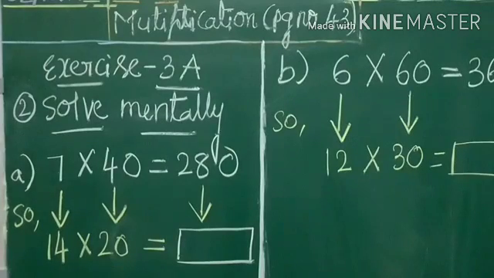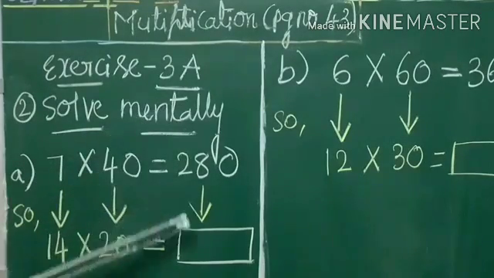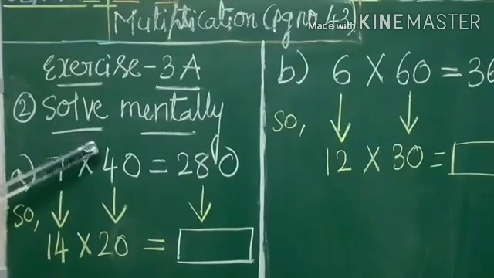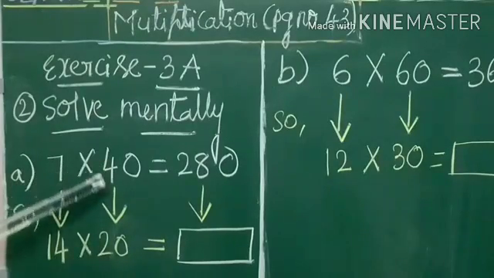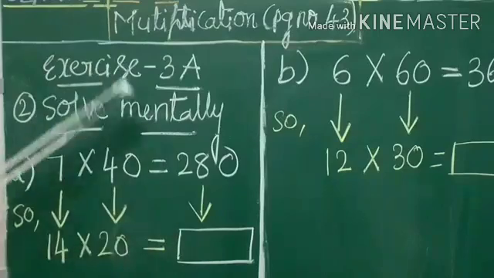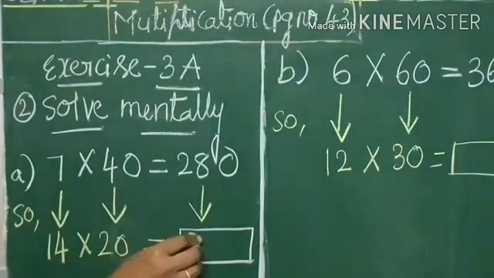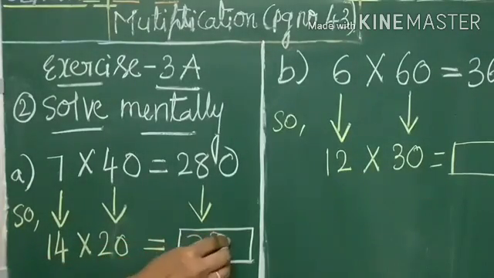So here we are using the third strategy. What is the third strategy? If one factor is doubled and the other factor is halved, what will you get? You will get the same product. Here you can see, children, 7 has been doubled, that is 7 twos are 14. Now 40 divided by 2 is 20. So what will be the product? The product will remain the same. If one factor is doubled and the other factor is halved, the product will remain the same. That is, here the product will be 280.